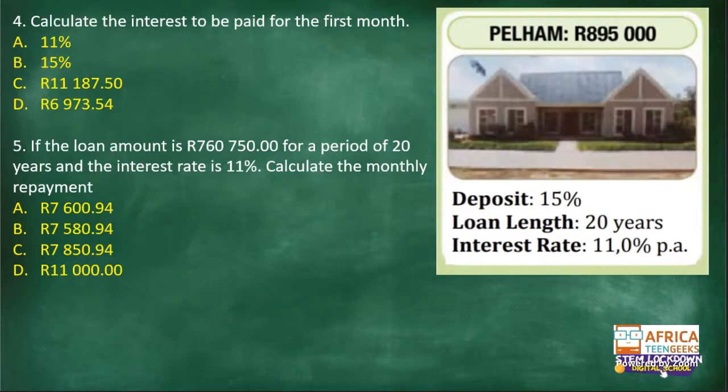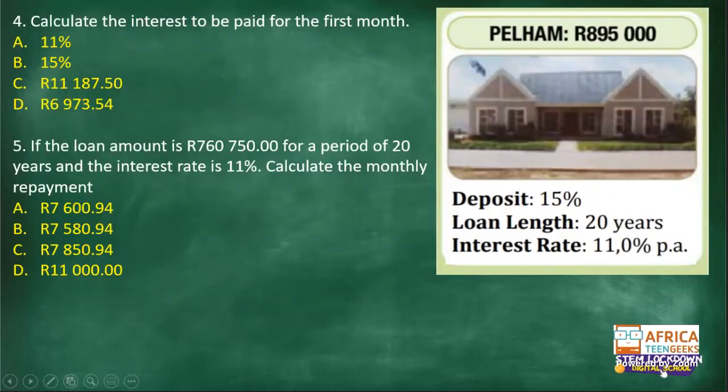Your loan amount, remember, you have it. You have already calculated your loan amount, now that you have subtracted the 15% deposit from the original amount. So let me take this opportunity to say that we calculate the interest to be paid for the first month, but remember, the two possible options that I'm giving you will be 11,187 rands and 50 cents, and 6,973 rands and 54 cents.